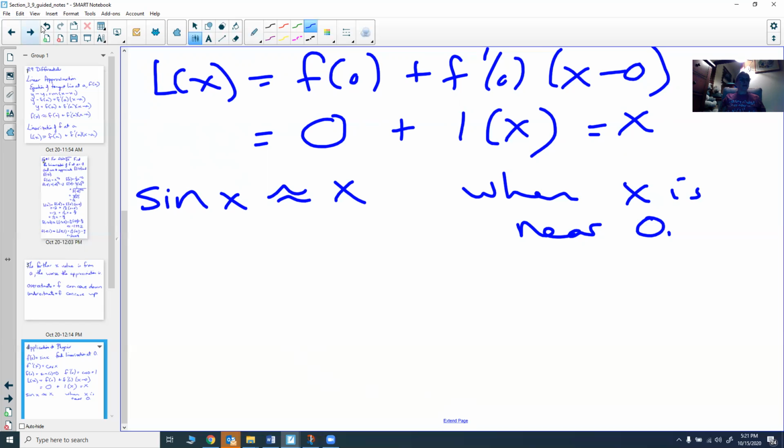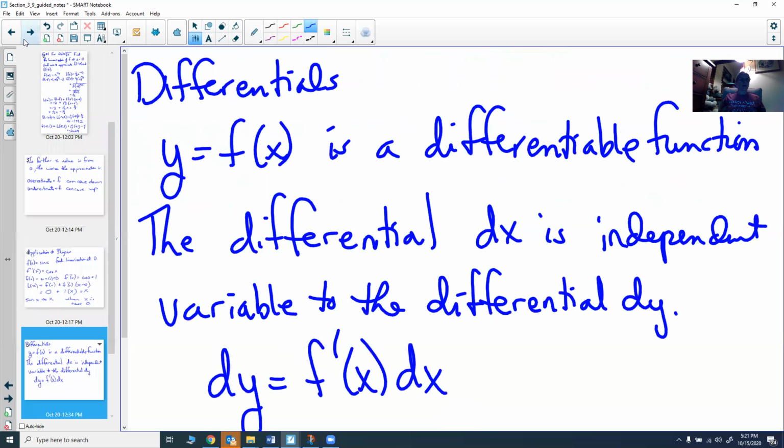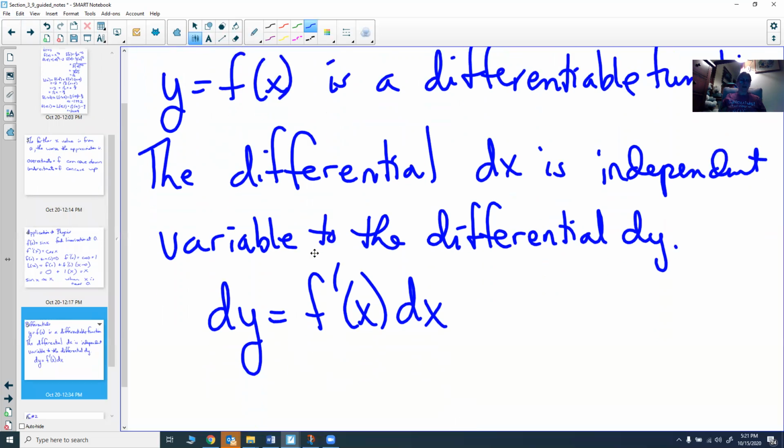All right, so now the next concept I want to talk about is something called differentials. So we have y is some function of x, and it's a differentiable function. The differential dx is the independent variable to the differential dy. In other words, we can rewrite our derivative as dy.